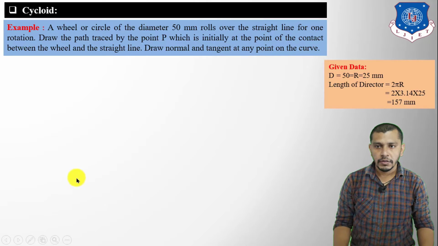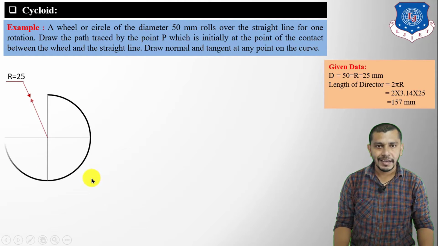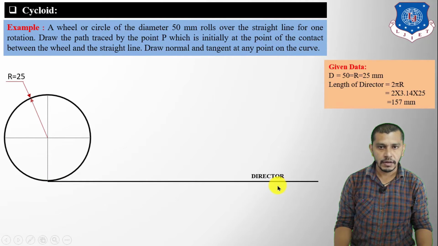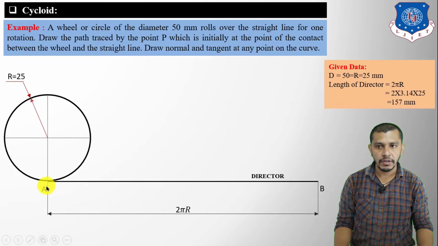Now, first of all, draw a circle having radius equal to 25 mm. Here we have shown the horizontal and the vertical diameter of the circle. From the bottom of the vertical diameter, from this point, draw a straight line, which is known as the director, having length equal to 2 pi r. Give it the name AB.